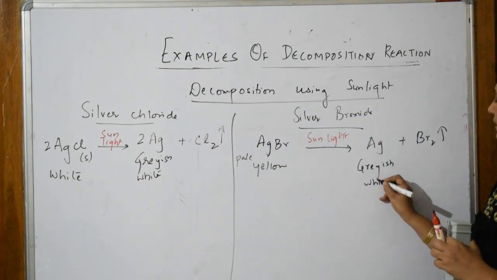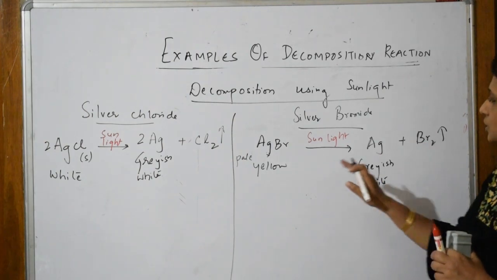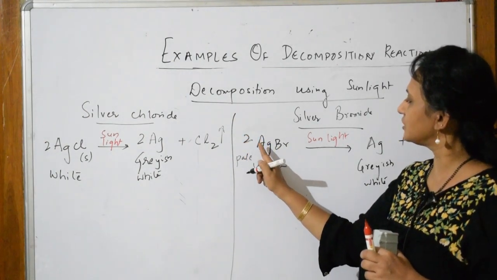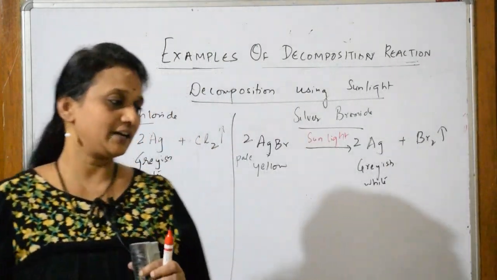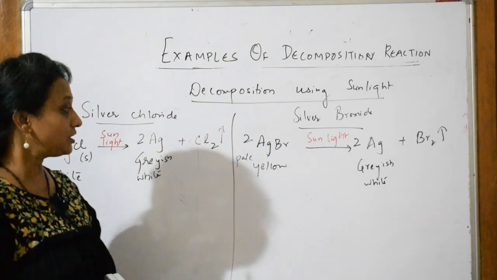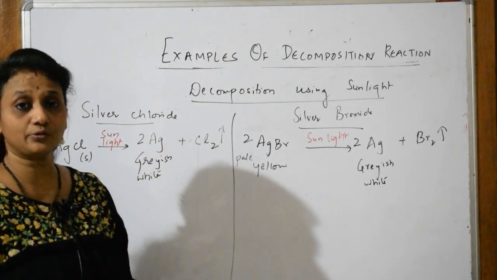So here again, let us balance. Bromine is 2, so I'll put 2 here because silver is 2. I need to justify the law of conservation of mass, so I have written that 2 there. So here what is happening in the exam? What are they going to ask you?